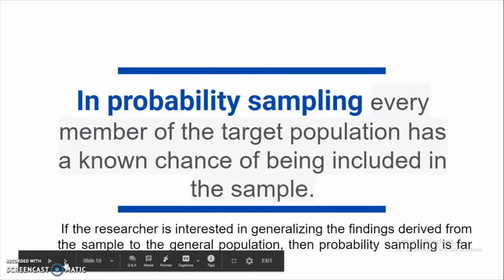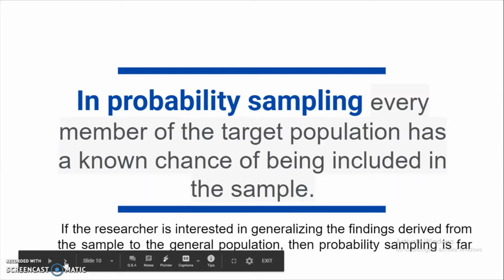And we'll see what probability sampling is. In probability sampling, every member of the target population has a non-zero chance of being included in the sample. If the researcher is interested in generalizing the findings derived from the sample to the general population, then probability sampling is far better and more accurate. So in probability sampling, every member of the population will get a chance to be included in the sample.